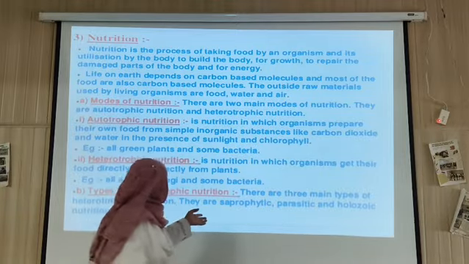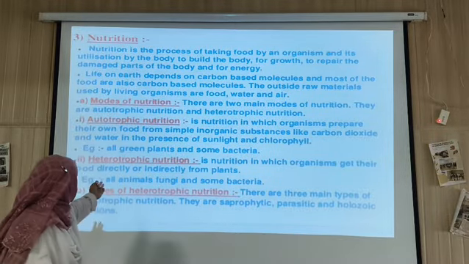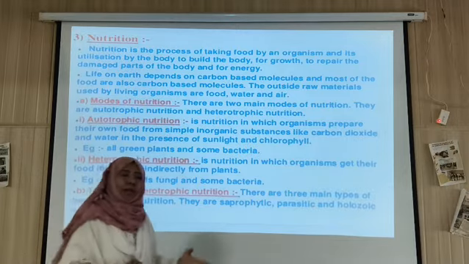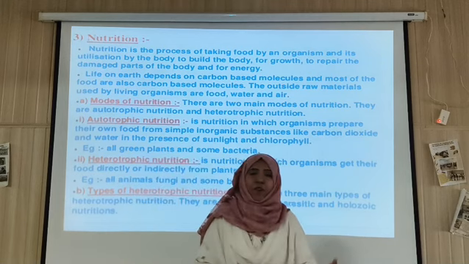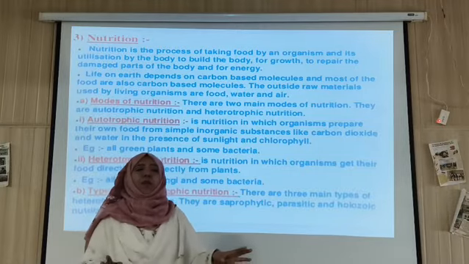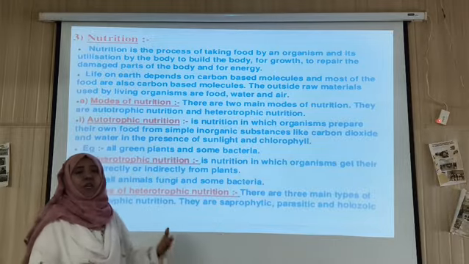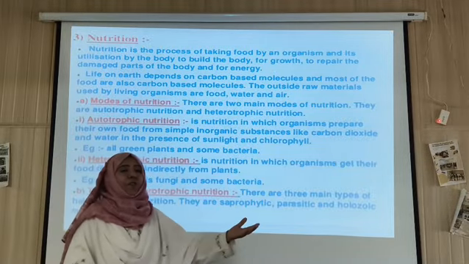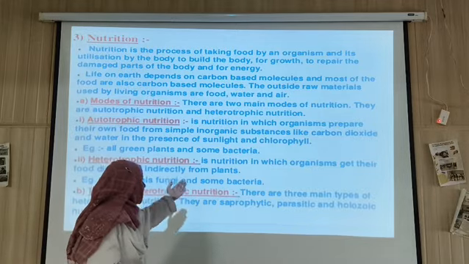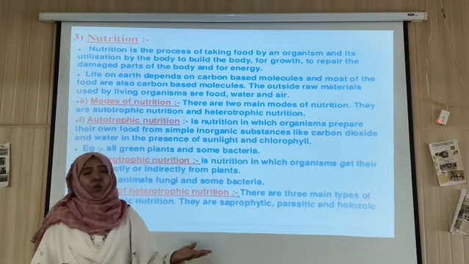But today I am going to tell you about different types of heterotrophic nutrition. Hetero means different, trophos means food. So those organisms which obtain their food from different sources are called heterotrophs, and they are unable to prepare their food by themselves. They obtain their food from different organisms, which may be from an animal source or from a plant source. So these organisms which cannot prepare their food are called heterotrophs.